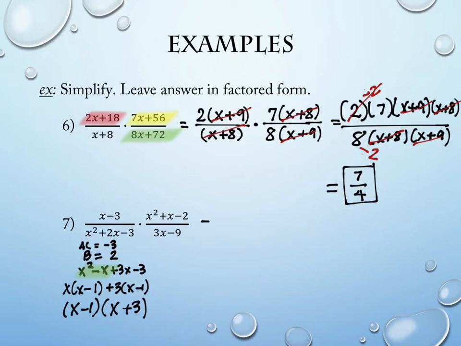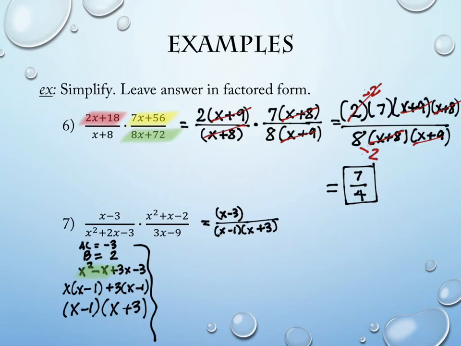So over here, I know that I have x minus 3 on top, and on bottom, I now have x minus 1 and x plus 3. Okay, so that's my first fraction in factored form.